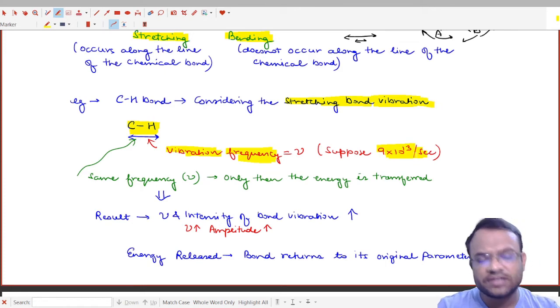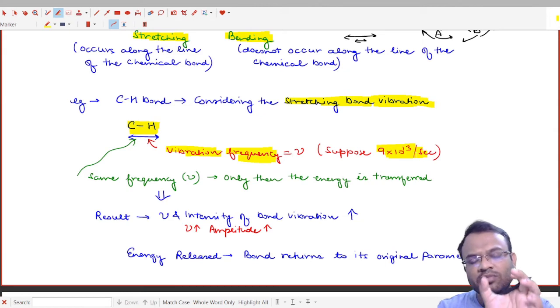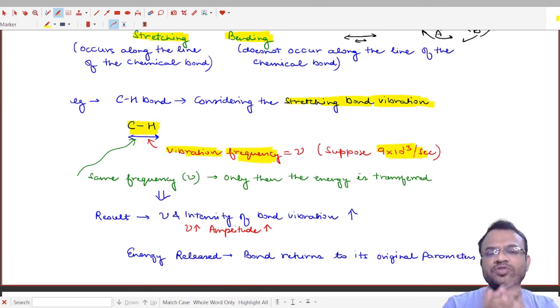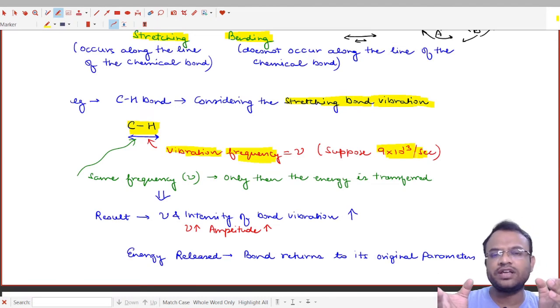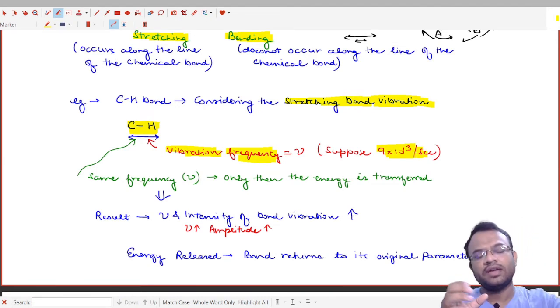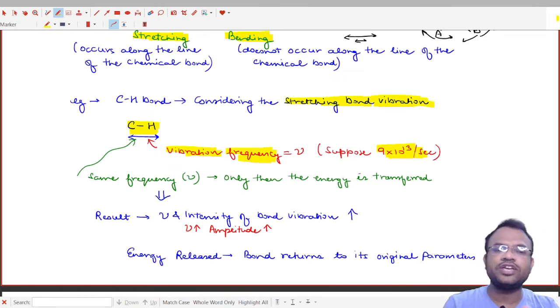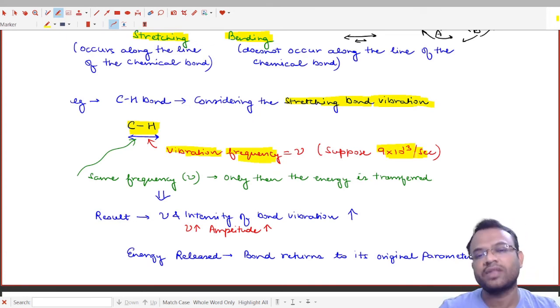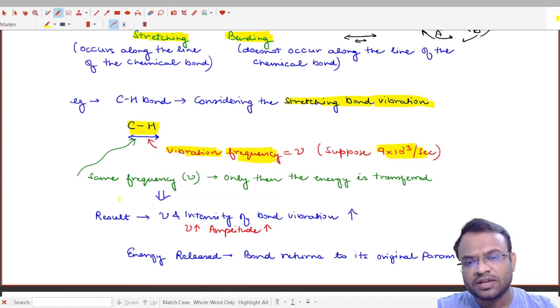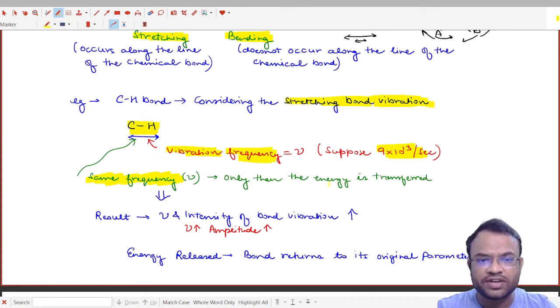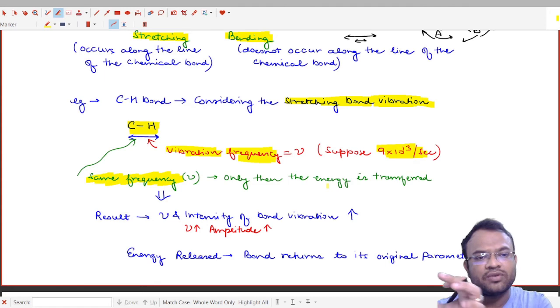Now understand this, that this particular bond or molecule would absorb the infrared radiation only when the incoming infrared radiation has a frequency of 9 into 10 to the power 13 per second. That means the incoming infrared radiation needs to have the same frequency as that of the vibrating bond. Understood that? I mean to say that the incoming infrared radiation should have the same frequency with which the molecule is vibrating.